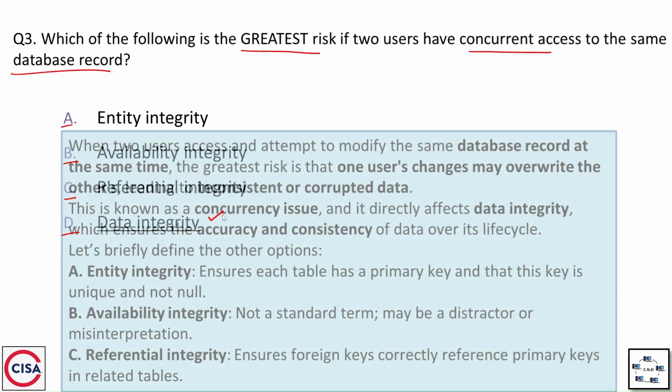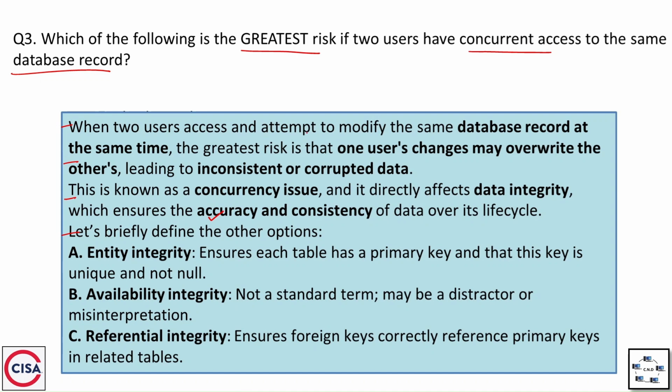And the correct option is option D, data integrity. When two users access and attempt to modify the same database record at the same time, the greatest risk is that one user's changes may override the other's, leading to inconsistent or corrupted data. This is known as a concurrency issue and it directly affects data integrity, which ensures the accuracy and consistency of data over its life cycle. Let's briefly define the other options.